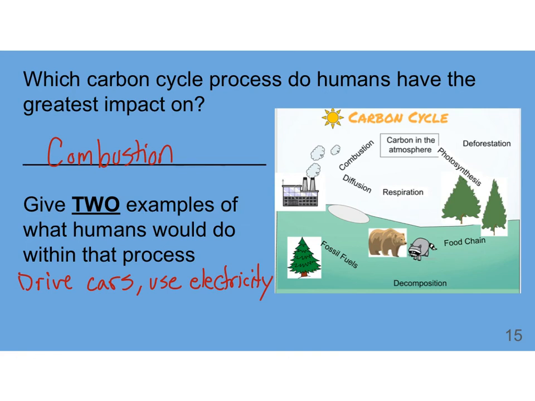Which carbon cycle process do humans have the greatest impact on? That would be combustion, this process here of burning fossil fuels and putting carbon into the atmosphere. Give two examples of what humans would do within that process. A couple of things would be like driving cars. We're emitting carbon into the atmosphere. And also using electricity. That's one we don't really realize, that we're indirectly burning fossil fuels. Every time we turn on a light, every time we charge an iPad, all that stuff is using electricity, which somewhere is burning fossil fuels to give us that electricity.